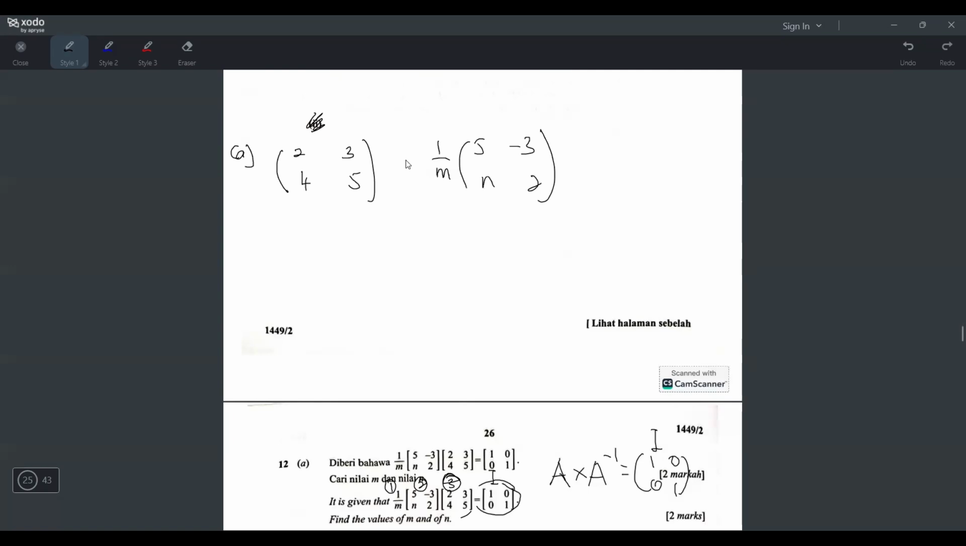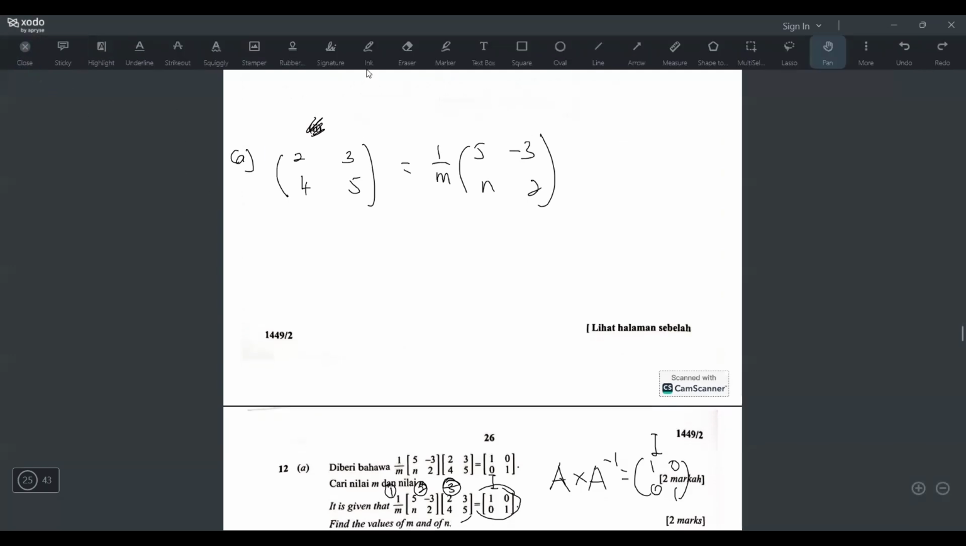Okay, I want to ask you, is it correct if I put M equals this? Is it correct if I write it like this? Is this betul or salah? Salah, salah. Why salah? Because you have to put M to the power of negative 1 like this. Now it becomes betul.